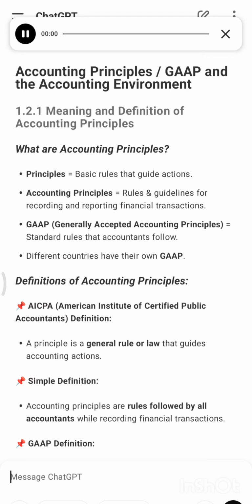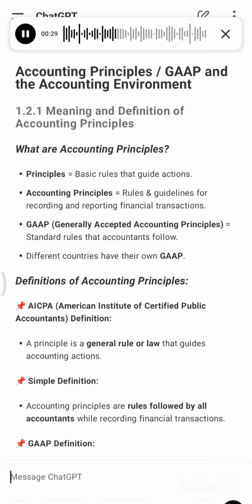Accounting Principles, GAAP and the Accounting Environment. 1.2.1, Meaning and Definition of Accounting Principles. What are accounting principles? Principles equal basic rules that guide actions. Accounting principles are rules and guidelines for recording and reporting financial transactions. GAAP, generally accepted accounting principles, standard rules that accountants follow. Different countries have their own GAAP.